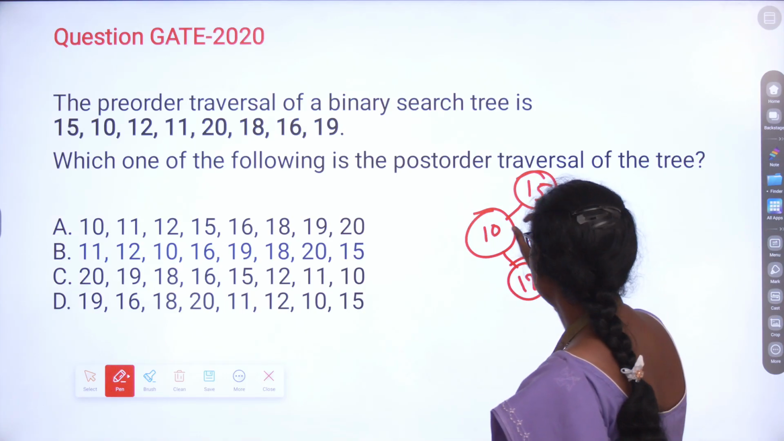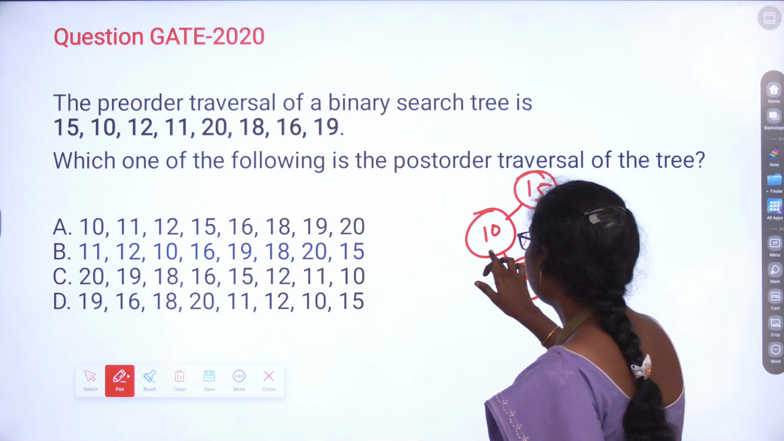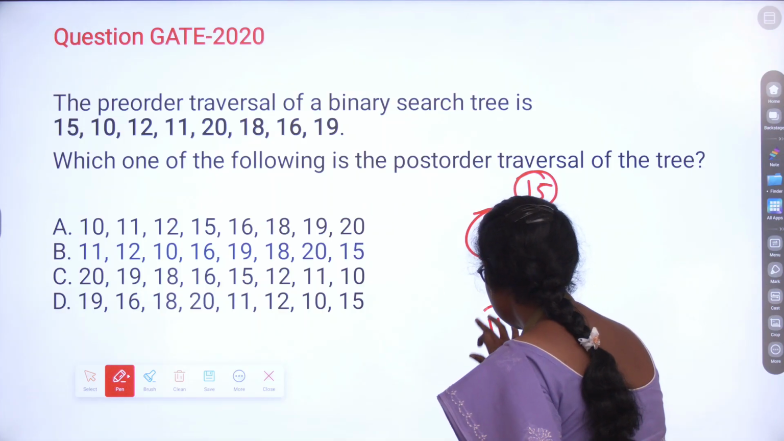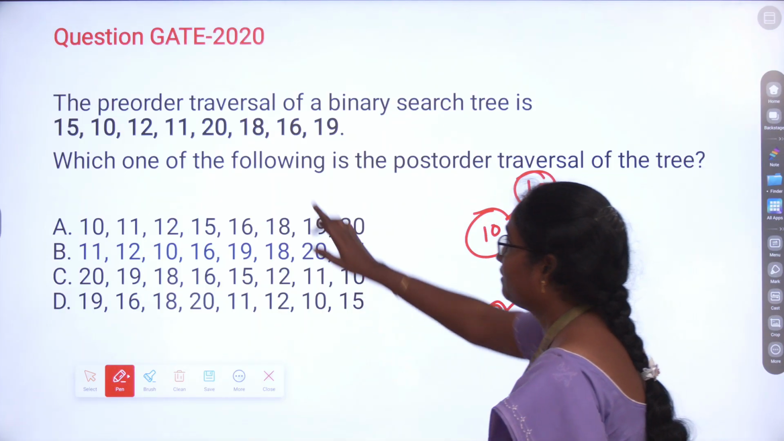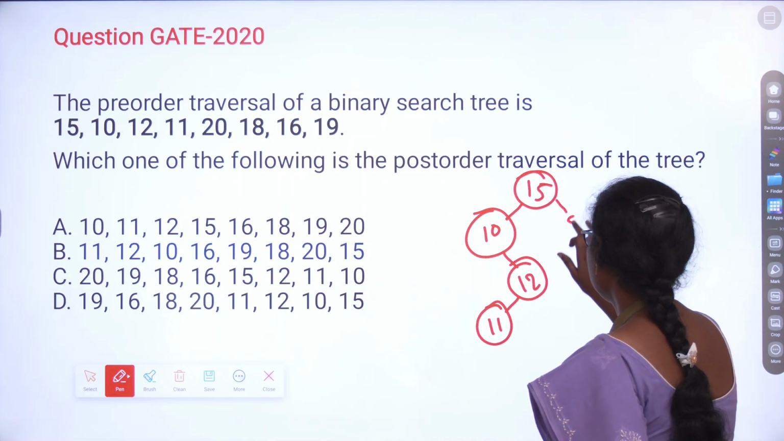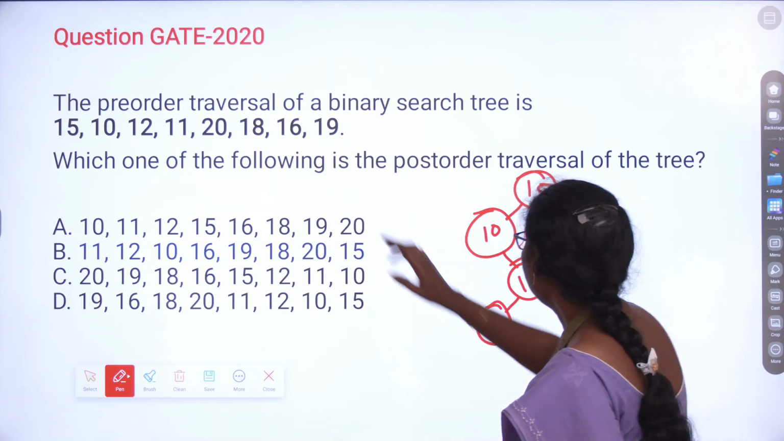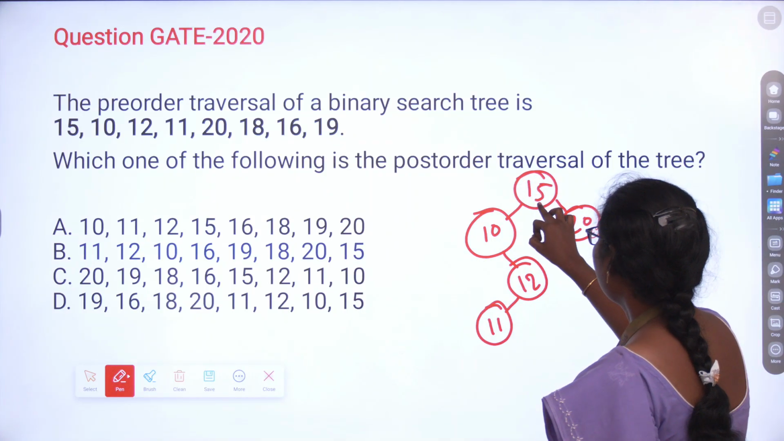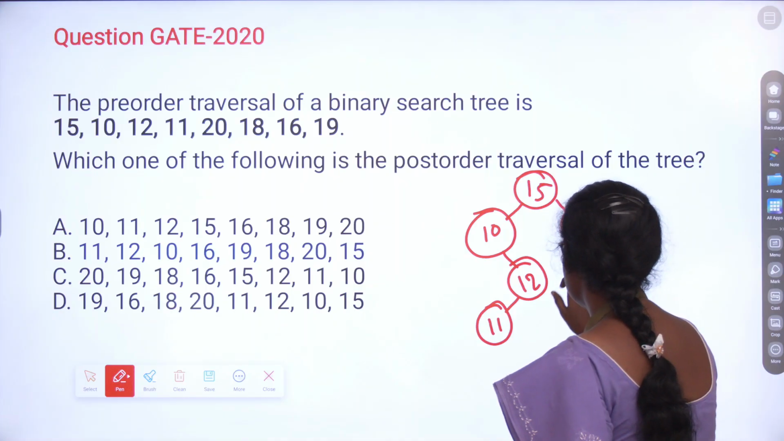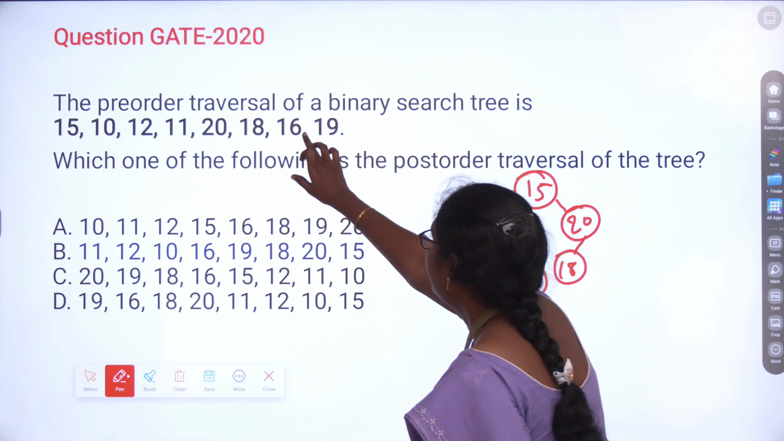Next element is 11. Compare with 15, which is lesser; compare with 10, which is greater; compare with 12, which is lesser, insert at left side. Next element is 20, compare with 15, which is greater, so insert at right side. Next element is 18, compare 18 with 15, which is greater, compare with 20, which is lesser, insert at left side. Next one is what?